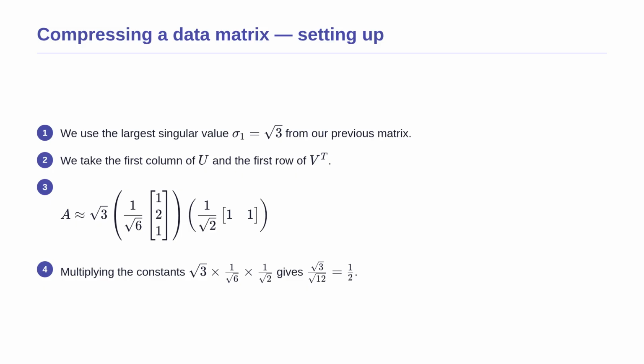To simplify the expression, we first multiply the constants together outside the matrices. Multiplying the square root of 3 by the normalization fractions gives us a simple constant of 1/2. This sets us up for the final matrix multiplication.